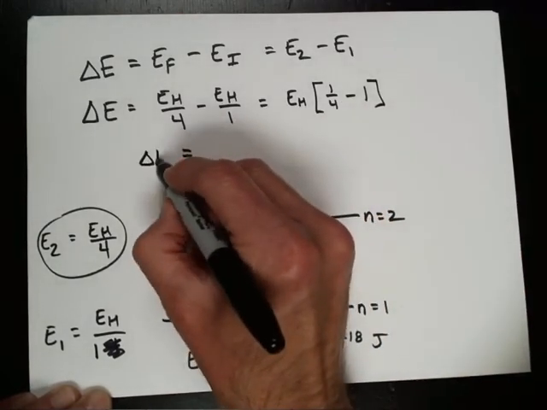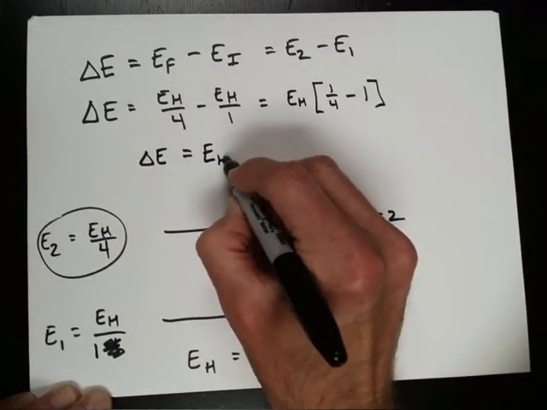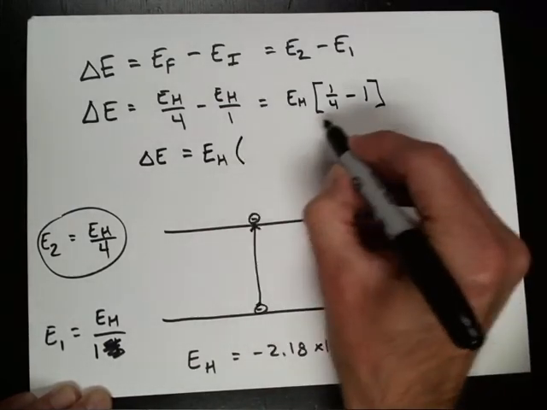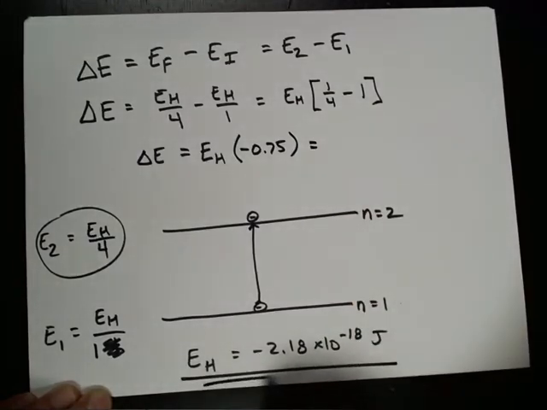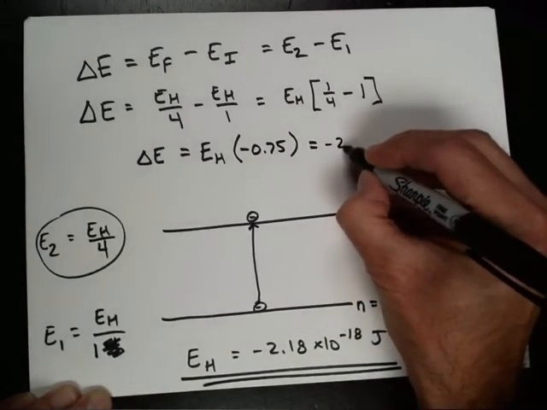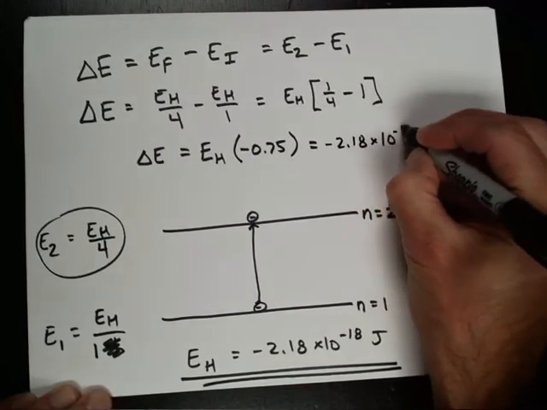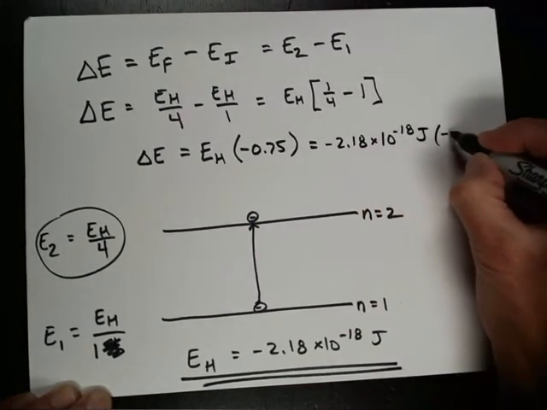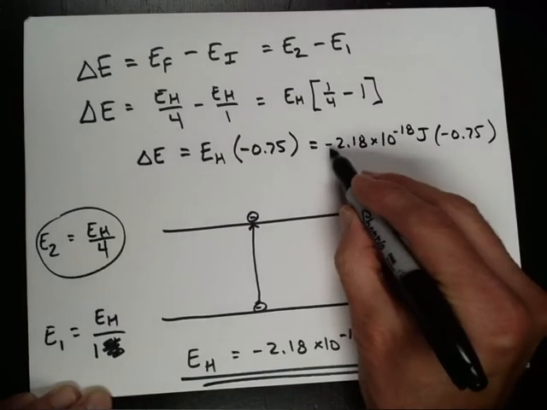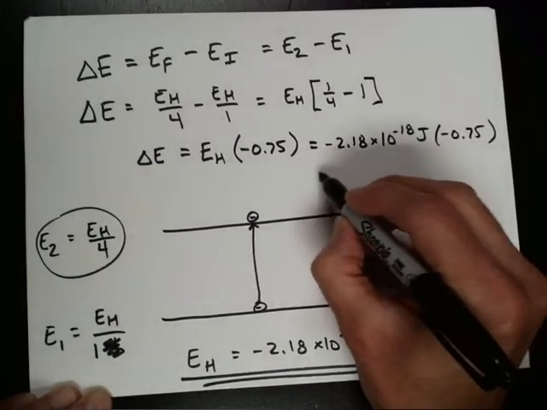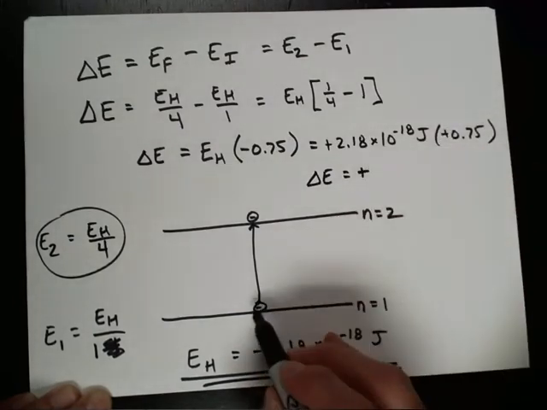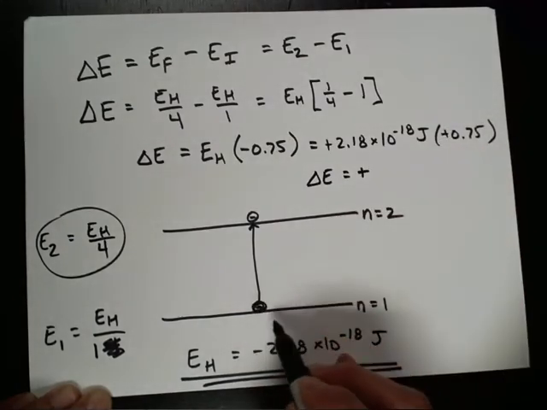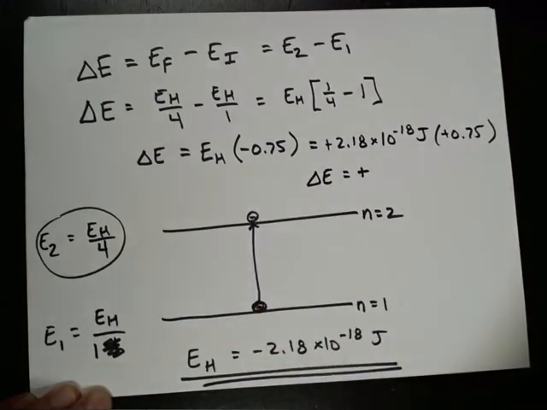So my change in energy should be whatever this EH is times negative 0.75, which we can easily calculate because we know what EH is. Negative 2.18 times 10 to the negative 18 joules times a negative 0.75. We're multiplying two negatives together, so the change in energy is going to be positive. And that makes sense because it's going to require energy to move the electron further away from the nucleus, to move up an energy shell.